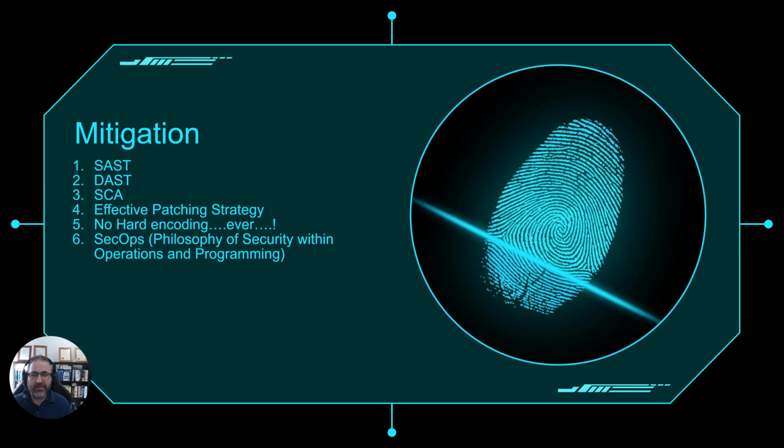If the code has vulnerabilities, it will tell us, "Look, this is not good. There are vulnerabilities here." And then finally, the SCA.